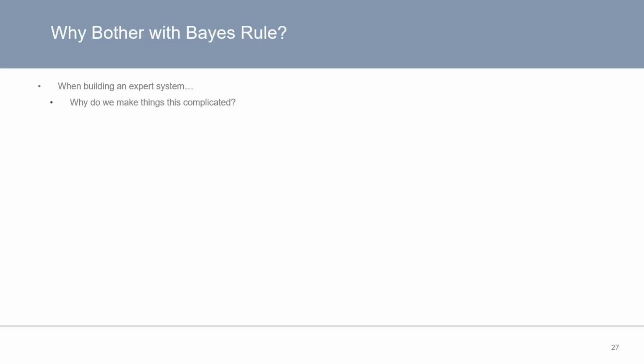So next we might ask, why do we bother with the Bayes rule when we're building an expert system, or why do we make things this complicated? In other words, why not just calculate the probability of having the flu given that an individual has a headache from the data directly, in order to use that in an expert system we're building? Well, at the end of the day, it often comes down to the accessibility of that data.